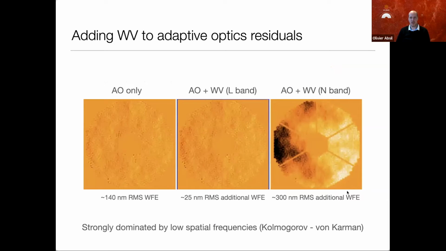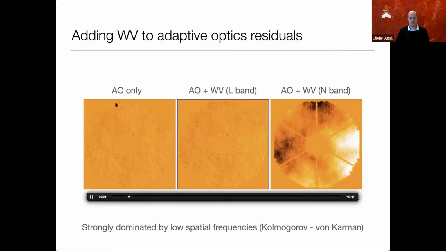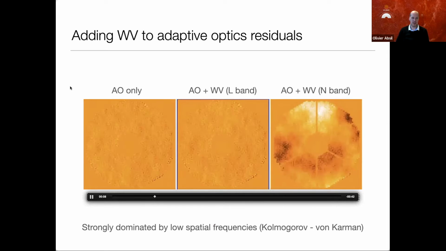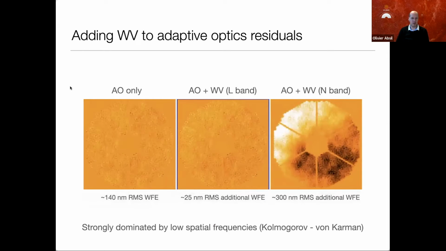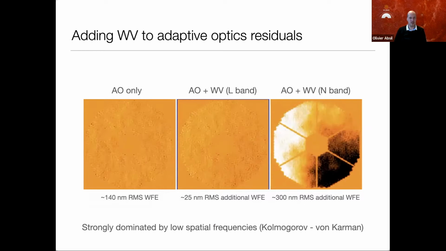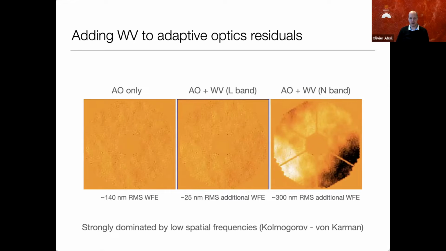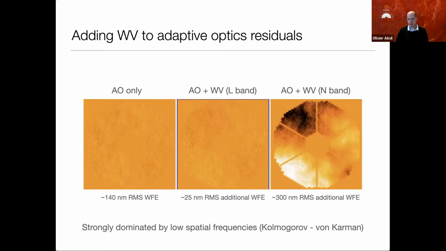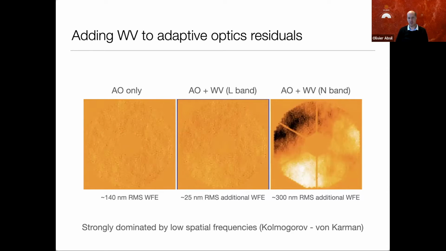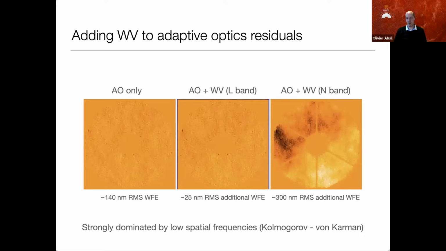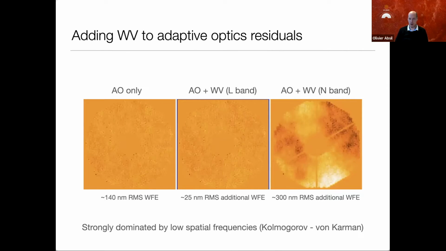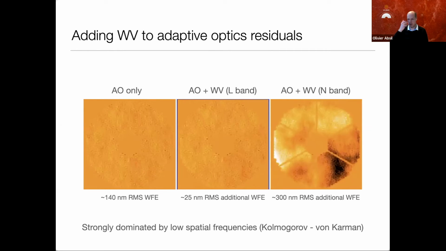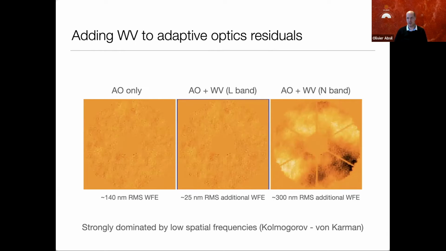And once we do that, this is the kind of thing we get. On the left are the phase screens that we expect from the adaptive optics. These are the residuals from the adaptive optics system, which give about 140 nanometers RMS of wavefront error. In the middle, you add the contribution of water vapor at L band, and on the right, you add the contribution of water vapor at N band. And so you see that at L band, the additional contribution is quite minor, but at N band, water vapor is largely dominating the overall wavefront quality budget, with an additional wavefront error of about 300 nanometers RMS on top of the AO residuals.